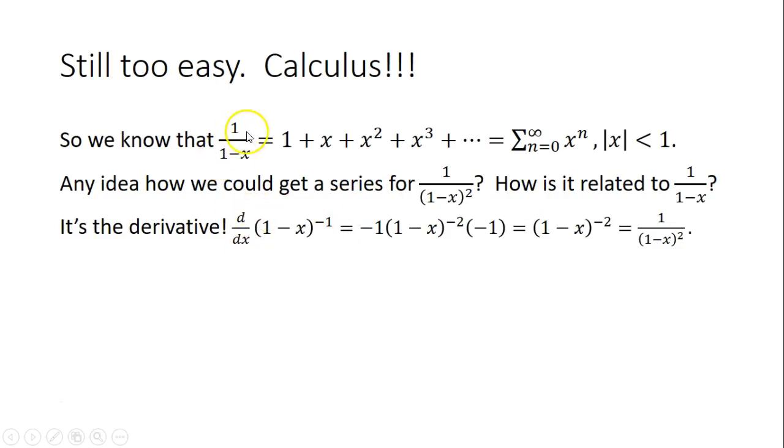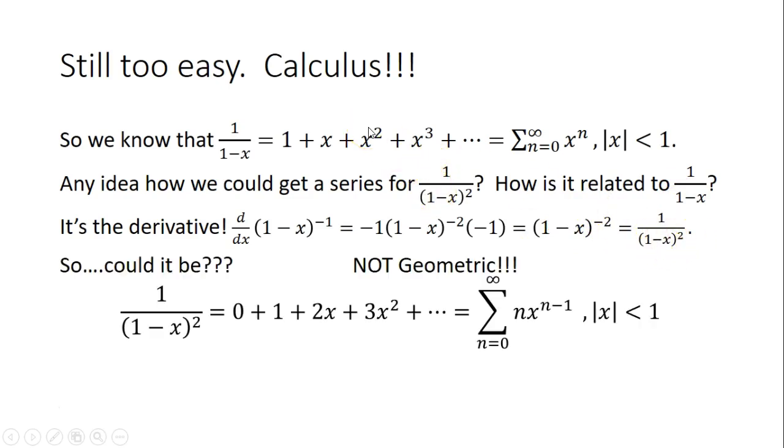Let's see. So if we derive the original function, 1 minus x to the negative 1, the negative 1 comes to the front. We have 1 minus x to the negative 2, and then we have the chain, right? Don't forget the chain rule. So we have to multiply by a negative 1. The negative 1 in the front and back cancel. So we just have 1 minus x to the negative 2, which is 1 over the quantity 1 minus x squared. Very cool. So could it possibly be that 1 over 1 minus x squared, that's the derivative of the left side. So it should make sense that if we derive the right side, this should be the same. So if we derive the right side, the first term is 0, then we get a 1, then we get a 2x, then a 3x squared. Notice this is not geometric, right?